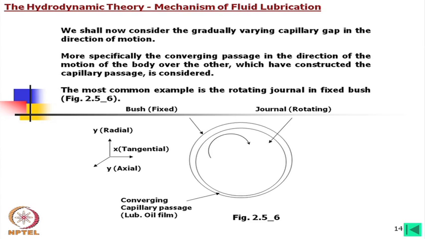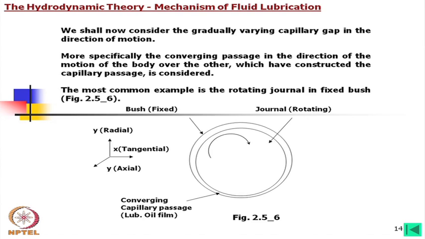Now, look at this. Usually in this journal bearing, there will be a gap. That means, if we measure the inside diameter of the bows and outside diameter of the journal, you will find that there is a difference. This difference is in the order of microns. So, maybe 20, 30, 40 microns gap are there for general lubrication.